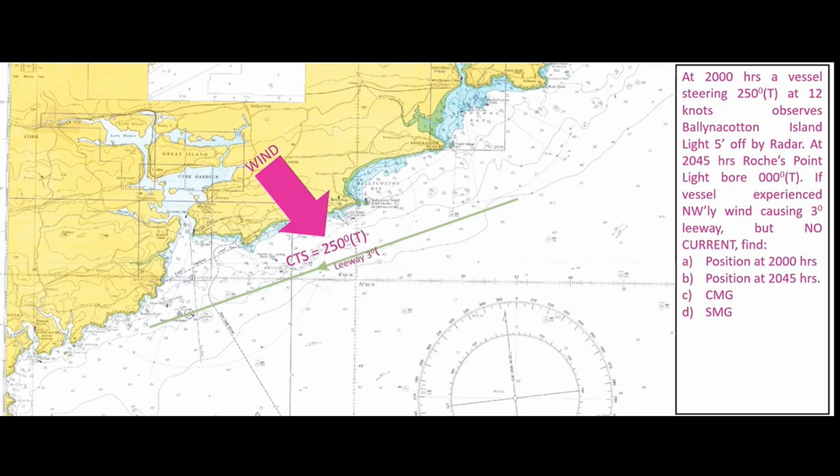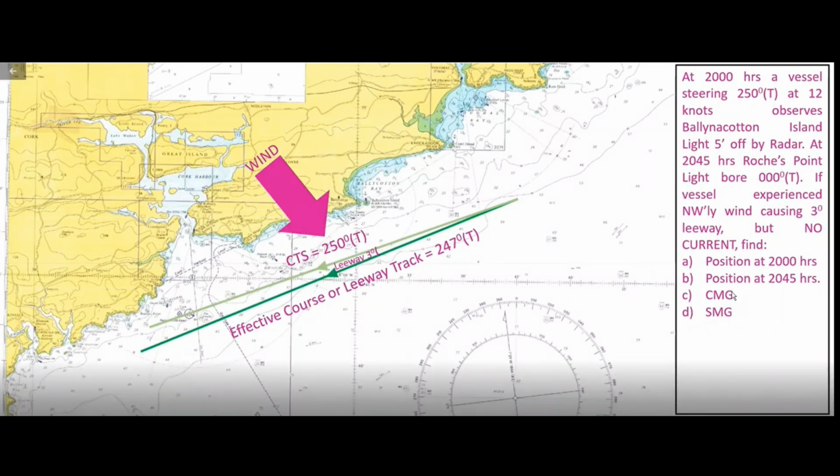So we allow the leeway to the downwind side, and we get this as the effective course represented by single arrow. What do we see? Effective course or the leeway track is 247 degrees true. In this case, the leeway got subtracted. So is this clear, beta?